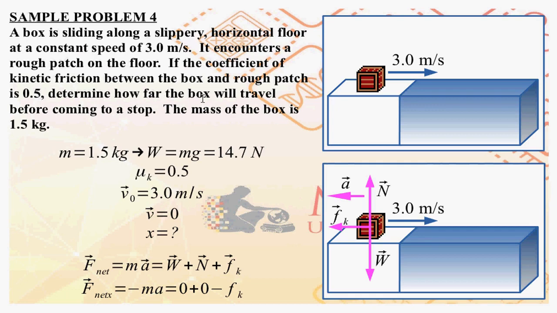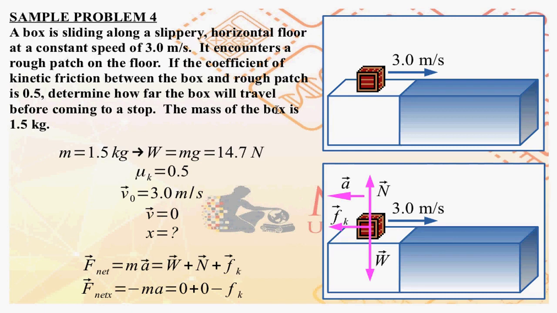Determine how far the box will travel before coming to a stop. Since there is now friction, kinetic friction will try to stop or slow down the object while it is sliding. Eventually, the object will come to a stop. How far will the object travel before coming to a stop?